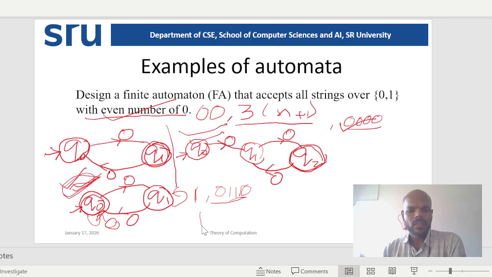What we put here? 0, na? You check it. If you put 0, what will happen? Single 0 is getting accepted. That means that odd number of zeros are accepting. That means that no need to put here 0. It should be compulsory 1.